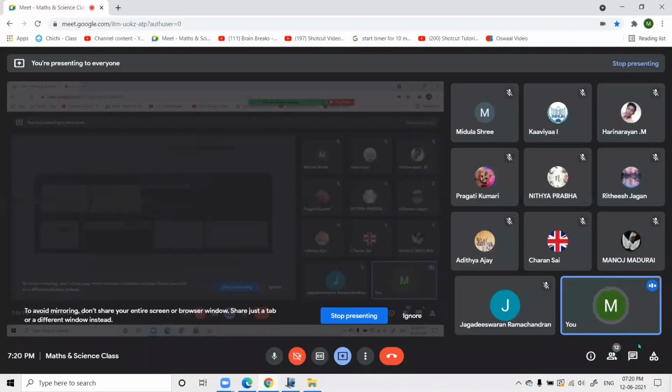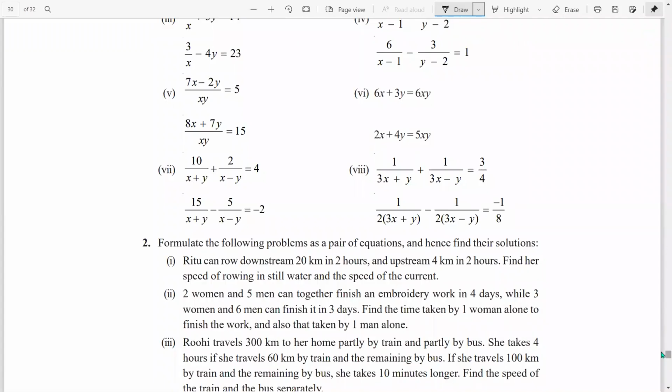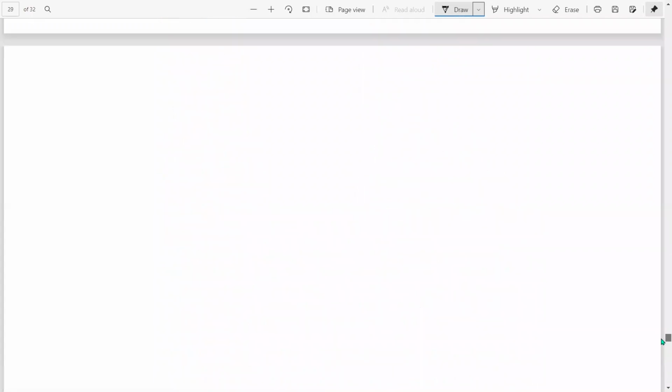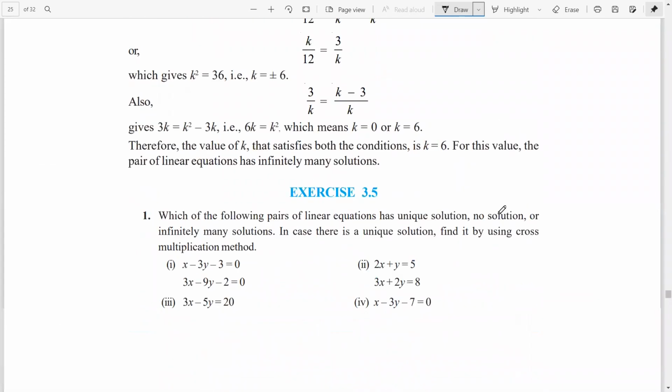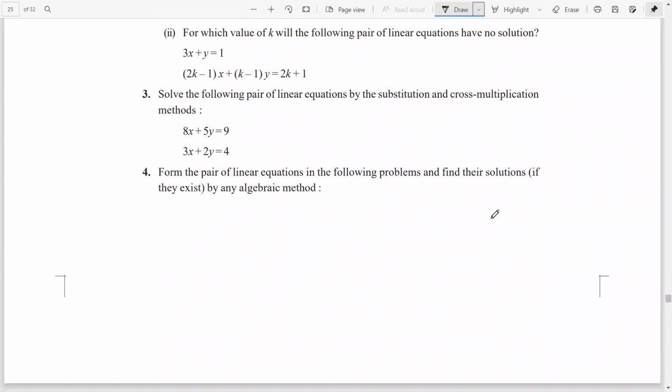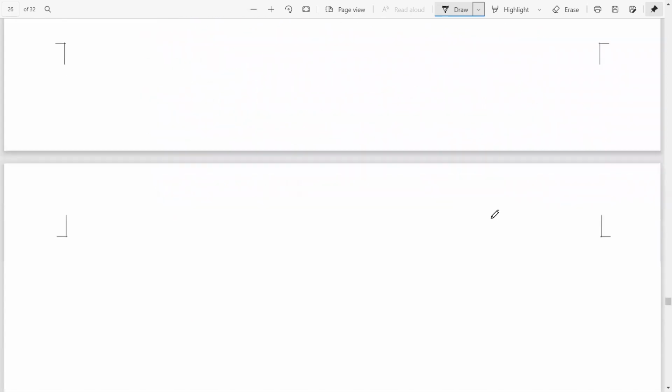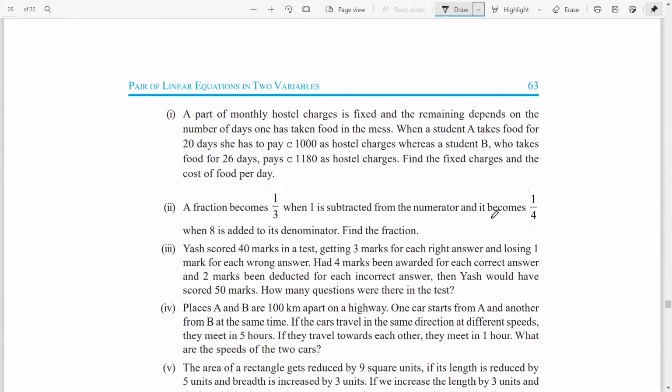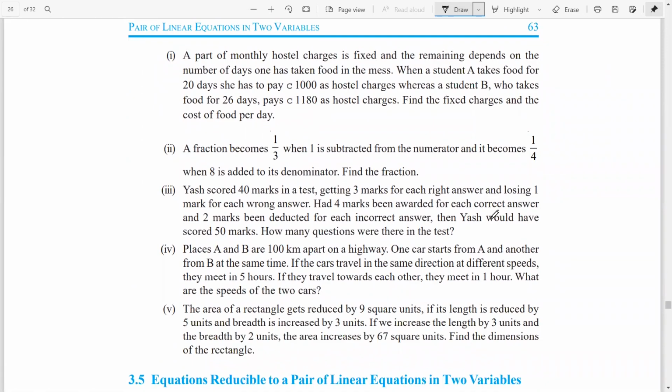Now I'm going to go quickly to Ritesh. Ritesh, what was your doubt? Tell me. Exercise 3.5. Which problem? Fourth. Form the pair of linear equations in the following problem and find their solution if they exist by any algebraic method. Okay, fourth question, which part? Fourth question, fourth part.